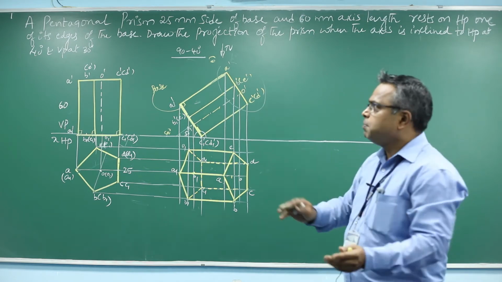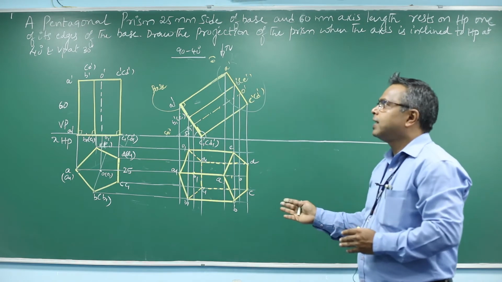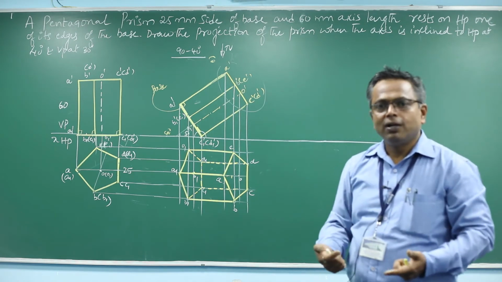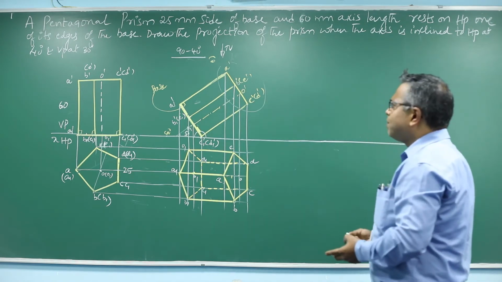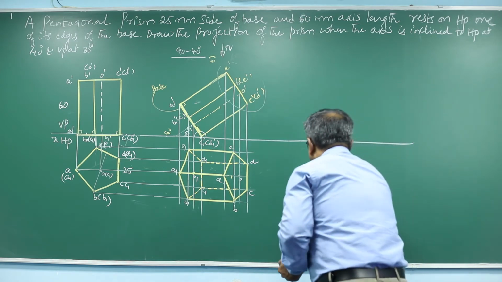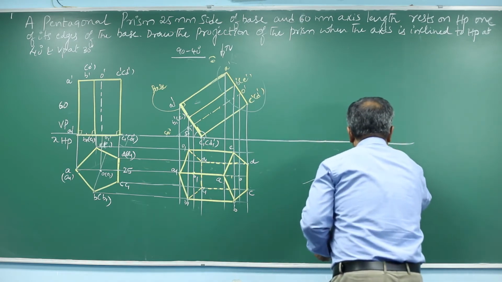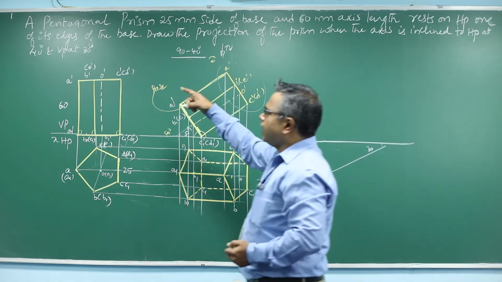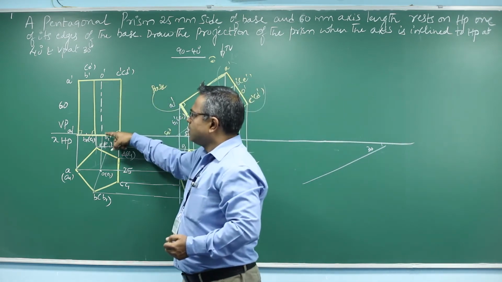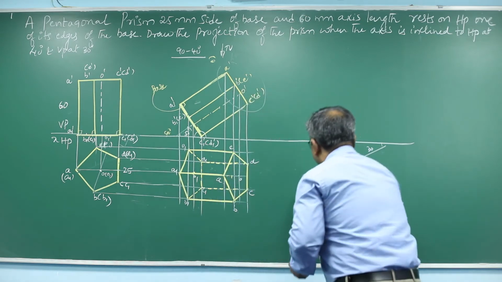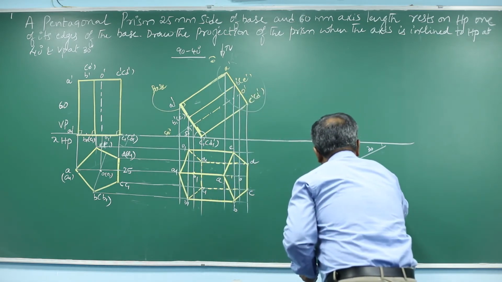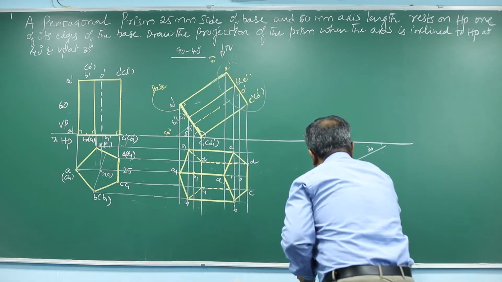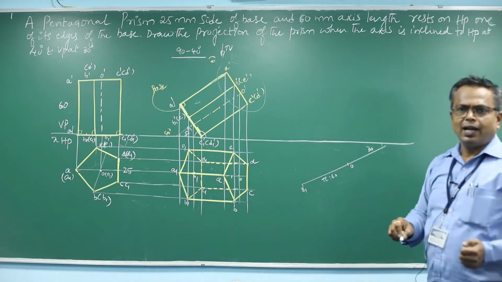But here, the axis is simply inclined at an angle of 30 degrees. Therefore, we go for beta construction. See how we can go for beta construction? Very simple. You draw a line which is inclined to VP at an angle of 30 degrees. On the 30 degree line, take the actual measurement of the axis, that is, axis 60 millimeter, and mark it here. See, I am marking O1O true length, that is 60 millimeter, on this 30 degree line.